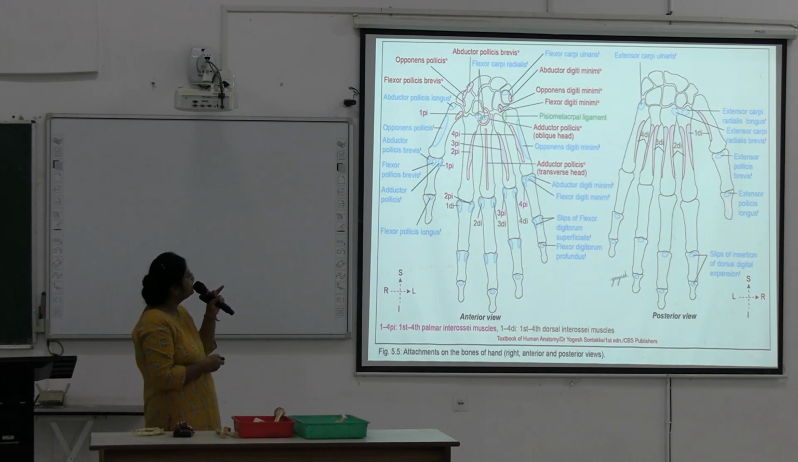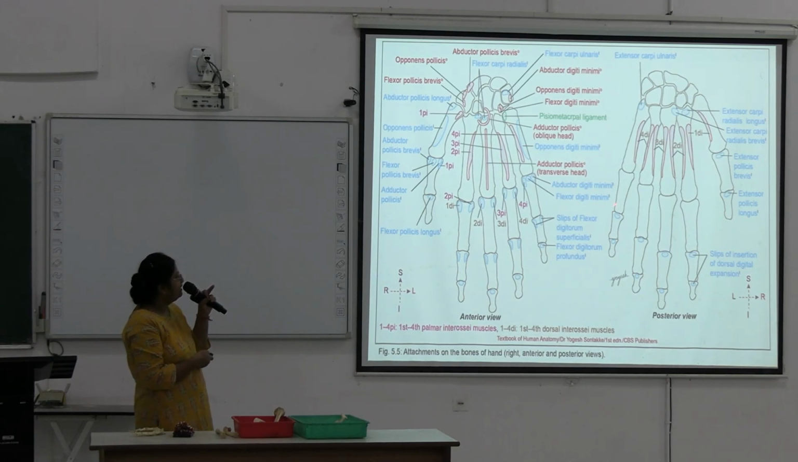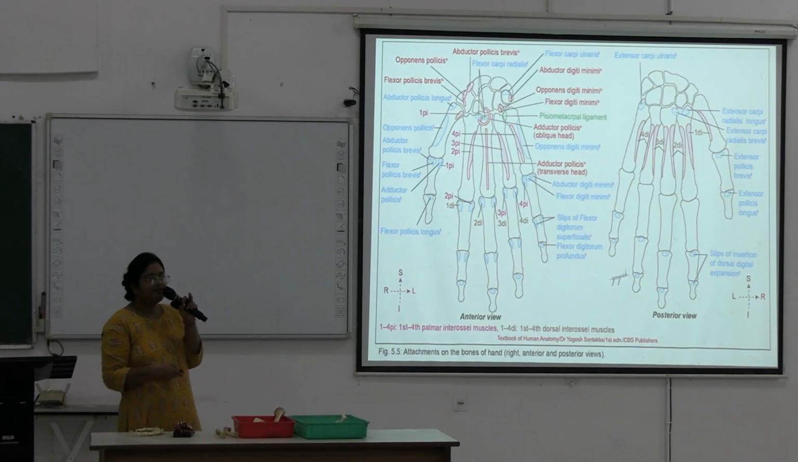muscle attachments. And here in the posterior view, it has been shown 4 dorsal interossei, attachment of 4 dorsal interossei, and here is the insertion of the dorsal digital expansion on the posterior aspect of the phalanx. And for the thumb, extensor pollicis brevis, extensor pollicis longus. Brevis means the muscle is shorter in length. Longus means the muscle is longer in length.